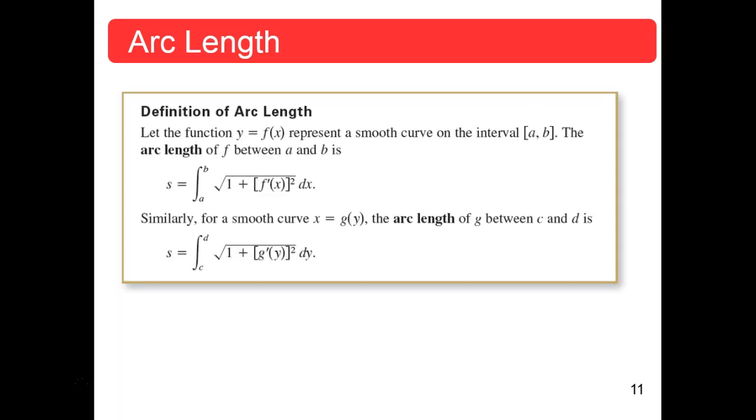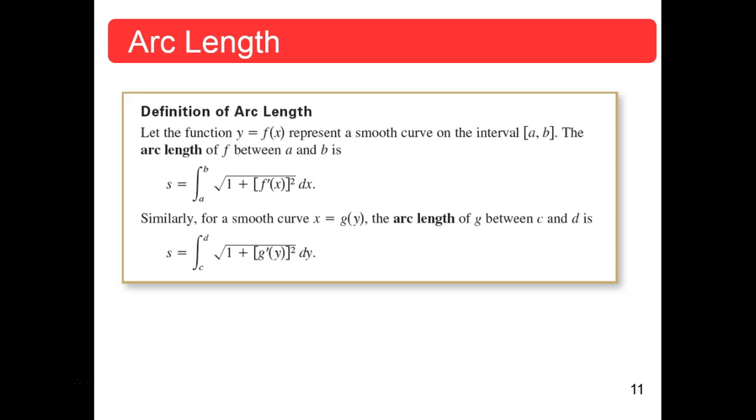So this leads to the definition of arc length. Let y be some function of x representing a smooth curve on an interval from a to b. Notice we can't have any places where the first derivative is discontinuous. That means it has to be smooth. The arc length of f between a and b would be, just like we said, the integral from a to b of the square root of 1 plus the derivative of that function squared, all in the radical, dx.